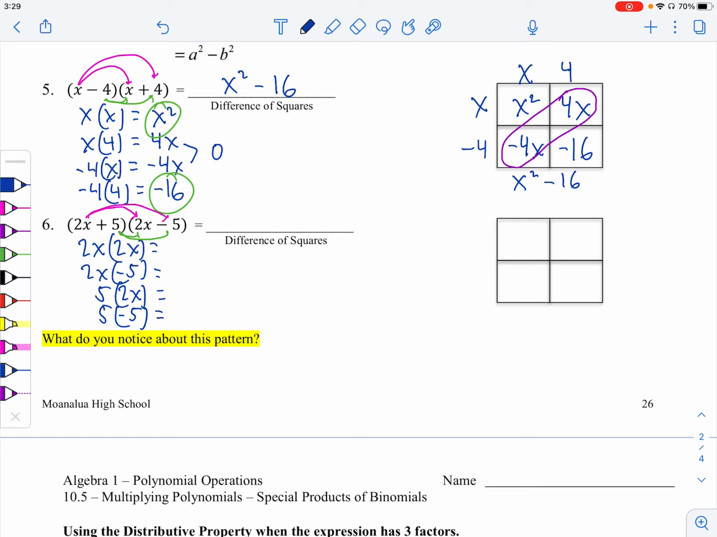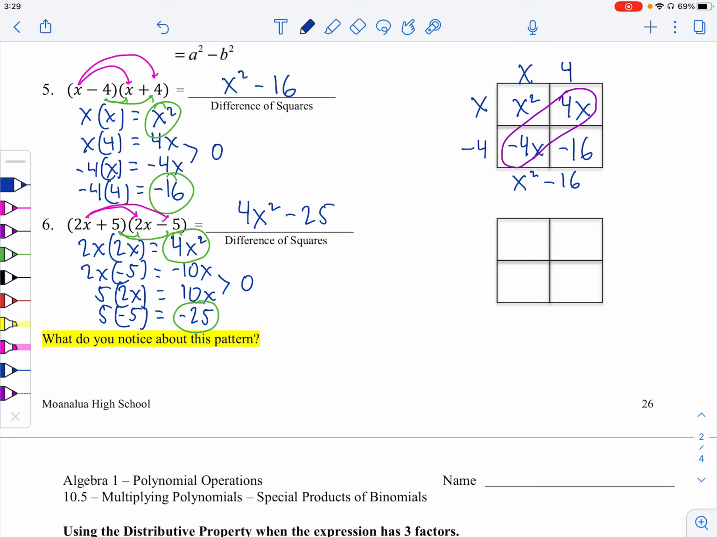So 2x times 2x. 2 times 2 is 4. And then we have 2 x's, right? So we just put x squared. 2 times negative 5 is negative 10, with 1x. Then 5 times 2 is 10 with 1x again. And then 5 times negative 5 is negative 25. Middle terms combine. Look again. Negative 10 plus 10, 0. That canceled. So 4x squared and negative 25 is all we have left. So that's our answer: 4x squared minus 25.